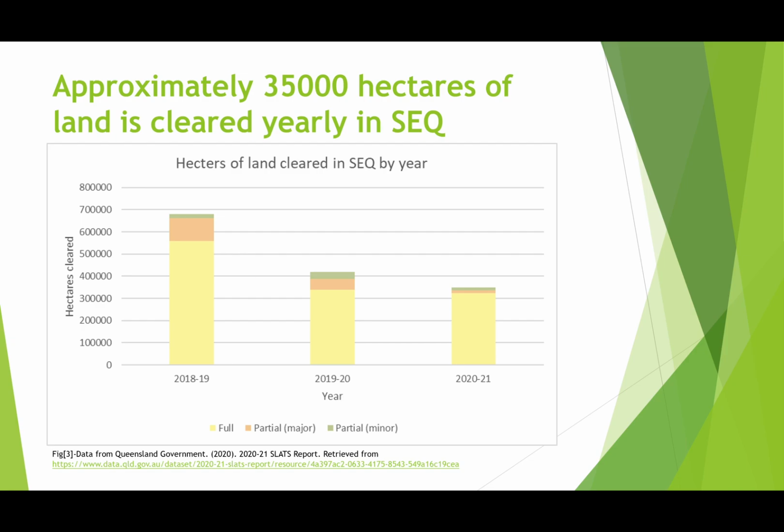As shown in Figure 3, despite the recent decrease in land clearing, as of 2021, 35,000 hectares of woodland vegetation was still cleared. This, coupled with the current lack of protection of biodiversity corridors, demonstrates that there is a threat to them.